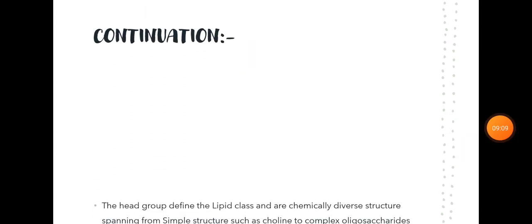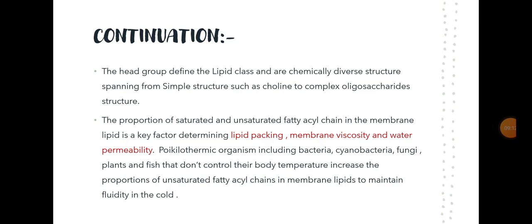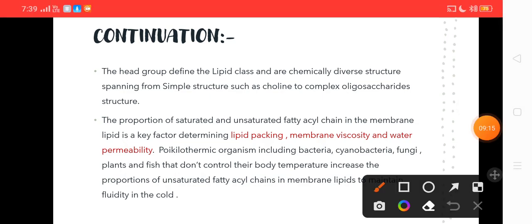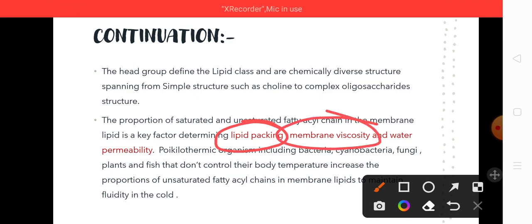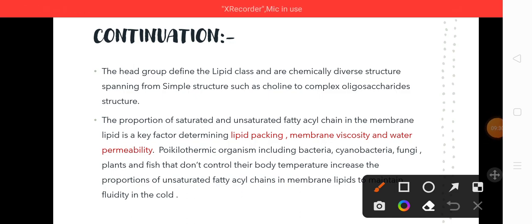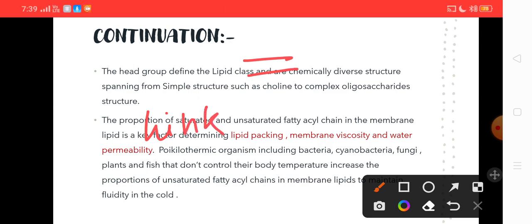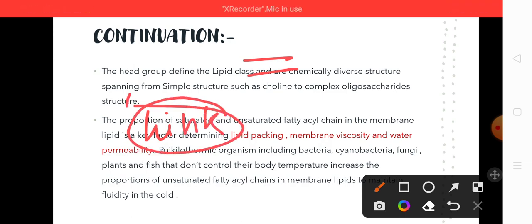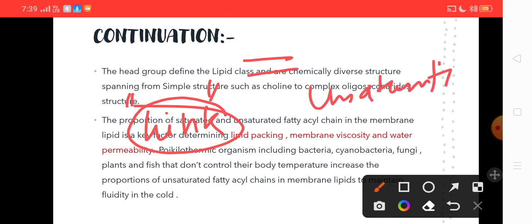and that obviously brings different kinds of physiochemical properties. For example, the degree of unsaturation determines the efficiency of lipid packing in the cell membrane as well as membrane viscosity and water permeability. Because you know what unsaturation means? Unsaturation means presence of a double bond in the fatty acyl chain, right? This presence of a double bond in the fatty acyl chain introduces a kink. Okay, and this kink creates space. Okay, that is why the higher the unsaturation, the higher the membrane fluidity.